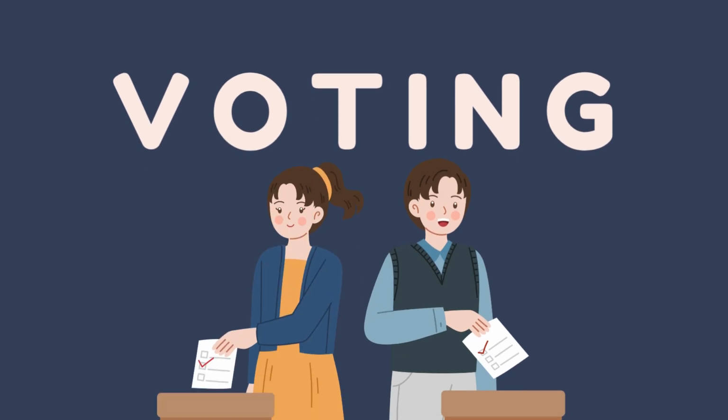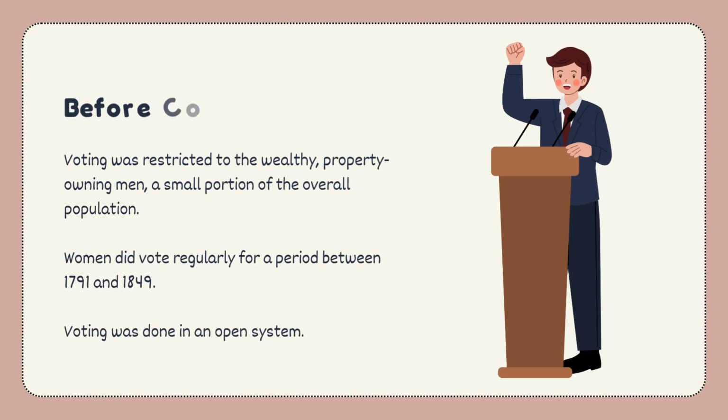Today we're going to be talking about voting. So before Confederation, voting was restricted to wealthy, property-owning men, which was a small portion of the overall population. In Lower Canada, women did regularly vote for a period between 1791 and 1849.